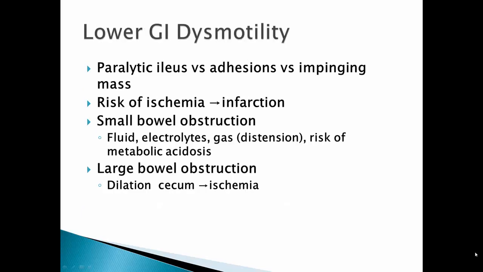Let's turn our attention to the lower GI tract and think about lower GI dysmotility. And let's think about things that slow us down. So the first thing we often think about is paralytic ileus. And it's important that we know the difference between decreased motility from a paralytic ileus versus adhesions versus a mass that may be impinging in the lower GI tract.